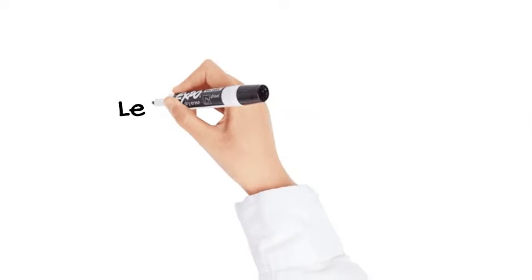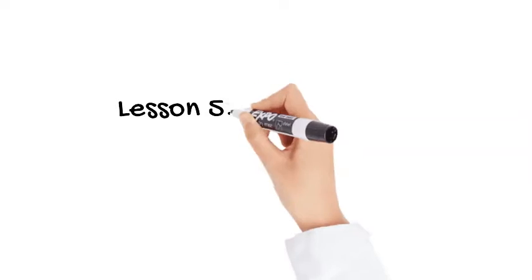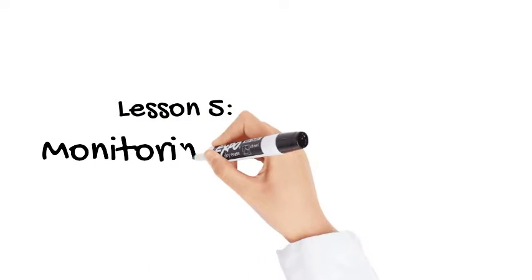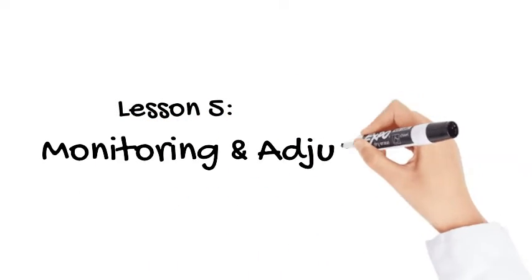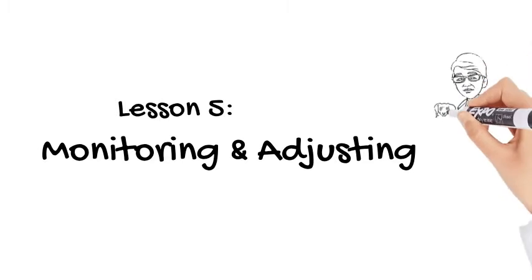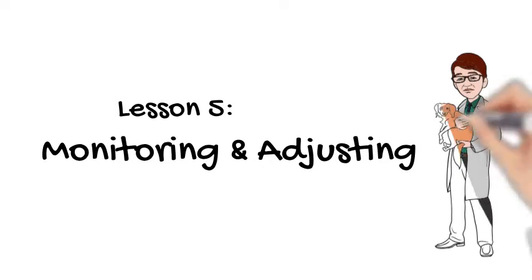In this lesson, which is lesson number 5, we're going to be talking about how to monitor and adjust our fluid plans. So we're going to run through the information that we're going to use to make changes as things move forward.